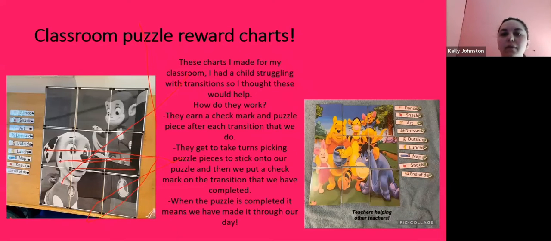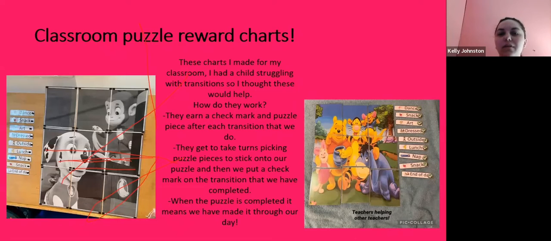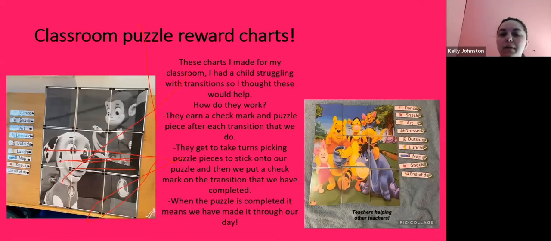So these are our classroom puzzle reward charts. What kiddo does not love making a puzzle? So these charts I made for my classroom. I had a child struggling with transition, so I thought this would help them. So how do they work? They earn a check mark and a puzzle piece after each transition that we do. So they get to take turns picking puzzle pieces to stick onto our puzzle, and then we put a check mark on the transition that we have completed.